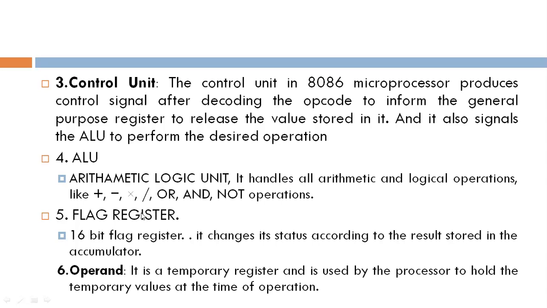Next is the flag register. It is a 16-bit flag register, and it changes its value according to the result stored in the accumulator, which is AX. The last one is the operand register. It is a temporary register used by the processor to handle the temporary values during operation.